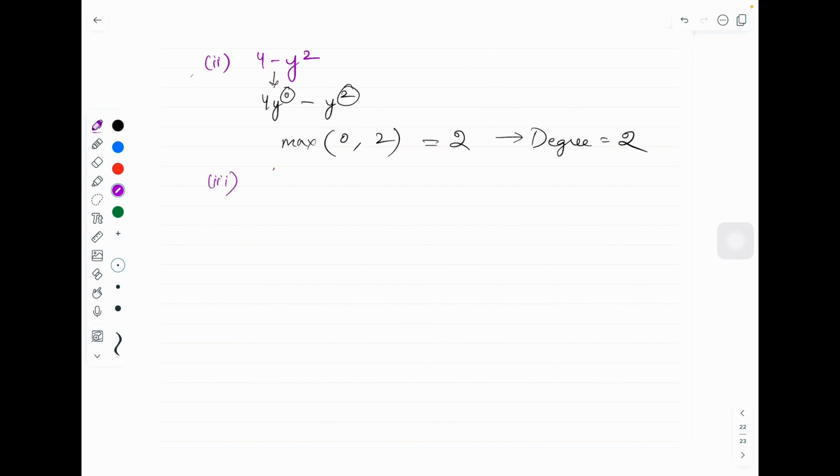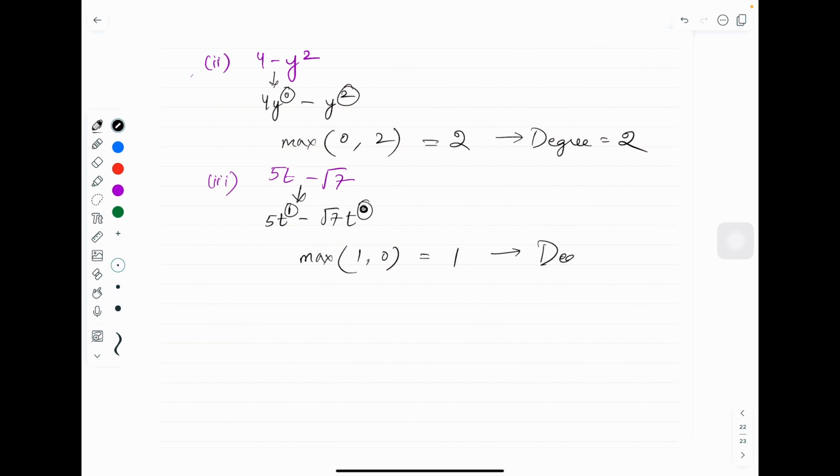Now the third question is given as 5t minus root 7. This can be written as 5t to the power 1 minus root 7 t to the power 0. If the power is not shown, it means t to the power 0. So the maximum of 1 and 0 is 1. So degree equals 1. Fourth question.